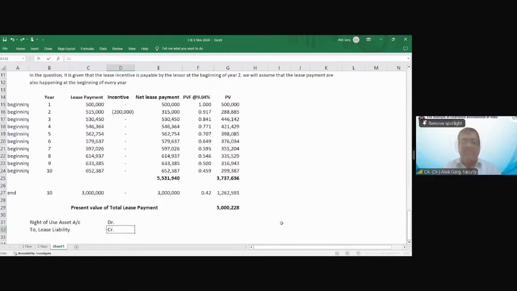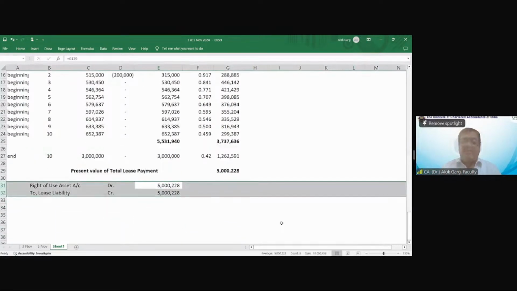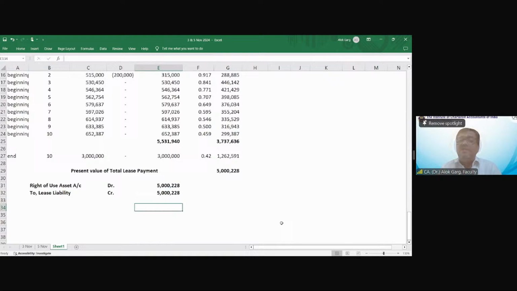What is the value? 50,228,000. This is the value. This is the accounting entry. This is my initial measurement at the commencement date, right?